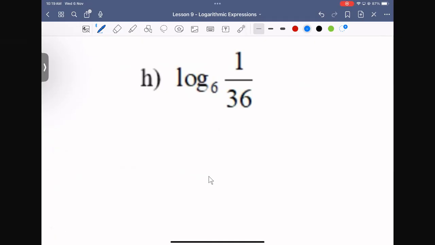Right then. So if this is equal to x, then the base is going to be 6. 6 to the x is equal to 1 over 36. What does x have to be?